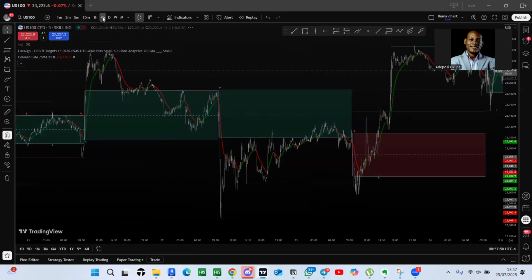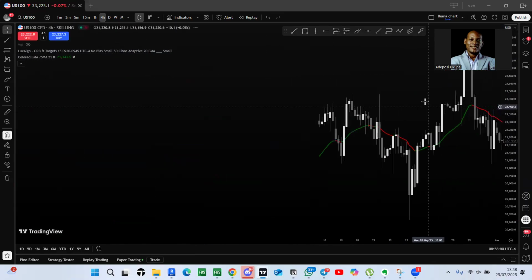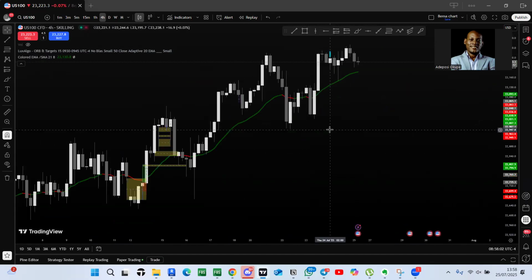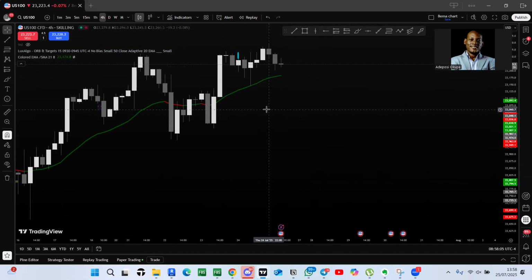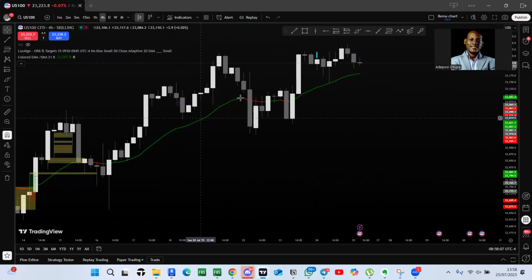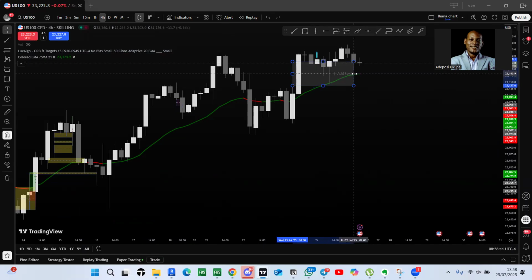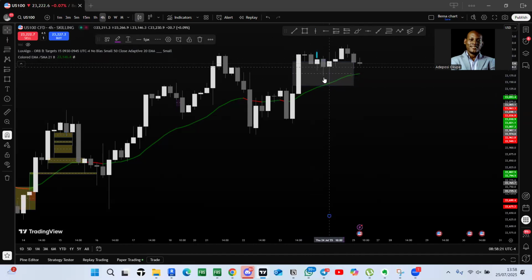Some people like to go to the higher time frame. For example, if you go to the 4-hour chart, you can see we're in an uptrend clearly, but you can see here we had a fair value gap. As at yesterday, when the market was opening, we were somewhere here, right inside the fair value gap, so I would have been biased to the top if I was trading here yesterday.